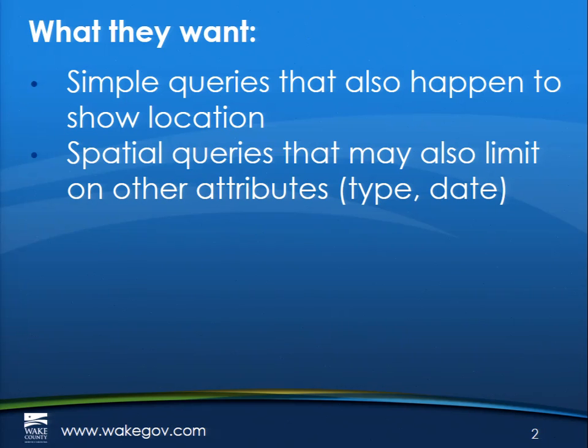They also wanted to be able to do the same thing, but with spatial queries. So search within a certain area, search within a certain district, things that are related to each other, that kind of thing. So generally speaking, that's what they wanted. And also maybe limit those by the type, by the date, whatever works for them.